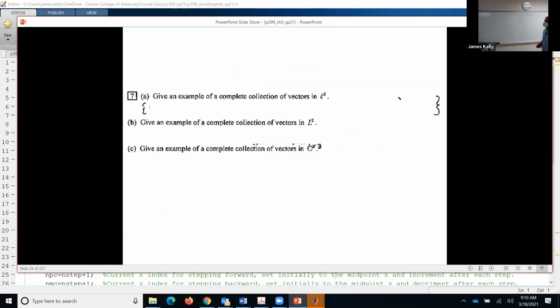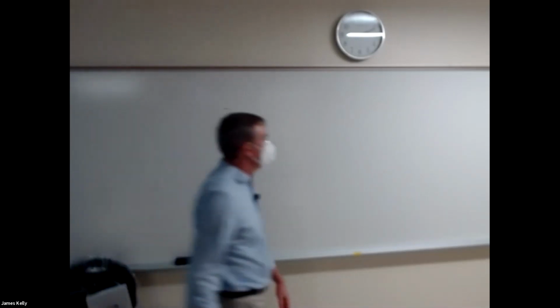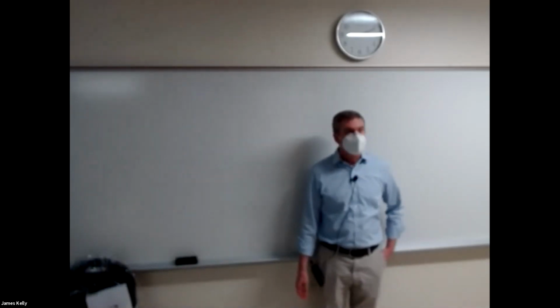And here's a problem that I want you to help me think of rather than working it out independently. Let's just come up with several examples of this. An example of a complete collection of vectors in little L2, the set of square summable sequences. Can anybody help me write some on the board here?